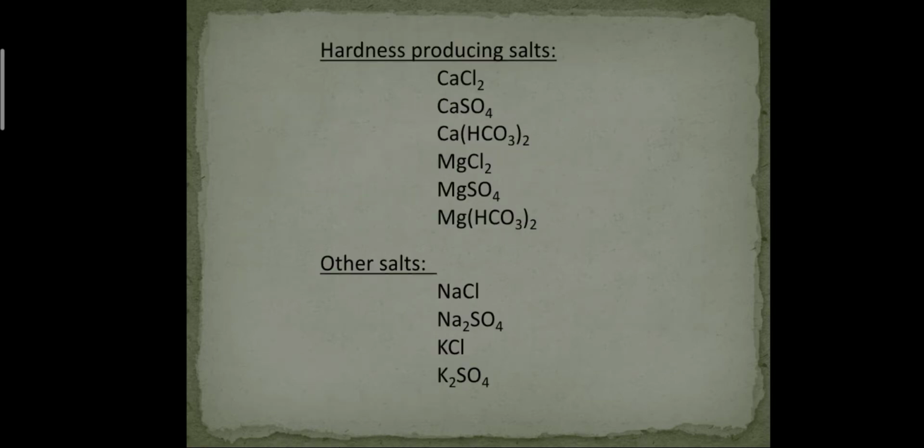Some of the hardness producing salts are calcium chloride, calcium sulfate, calcium bicarbonate, magnesium chloride, magnesium sulfate, magnesium bicarbonate and so on. Sodium chloride, sodium sulfate, potassium chloride, potassium sulfate are some examples of salts which do not produce hardness.